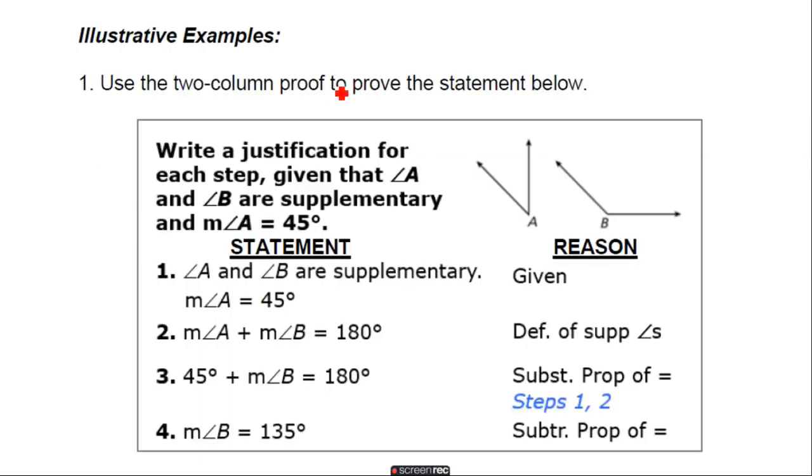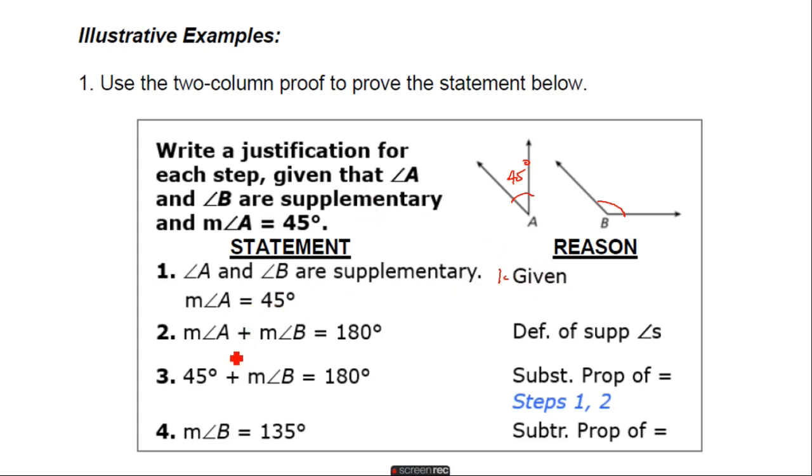All right. Now, we say that we always use the two-column proof, right? Now, let's just have this example. Write a justification for each step. Given that angle A and angle B are supplementary, and measure of angle A is 45 degrees. So, this is the illustration. Now, you are provided with a statement and then the reason as the two-column proof. Again, the very first statement is always the given. So, measure of angle A and angle B are supplementary, measure of angle A is 45. This is also the first reason, because it's already given.